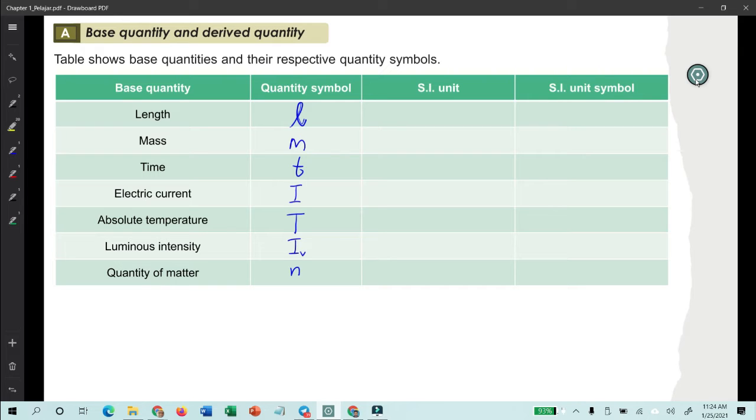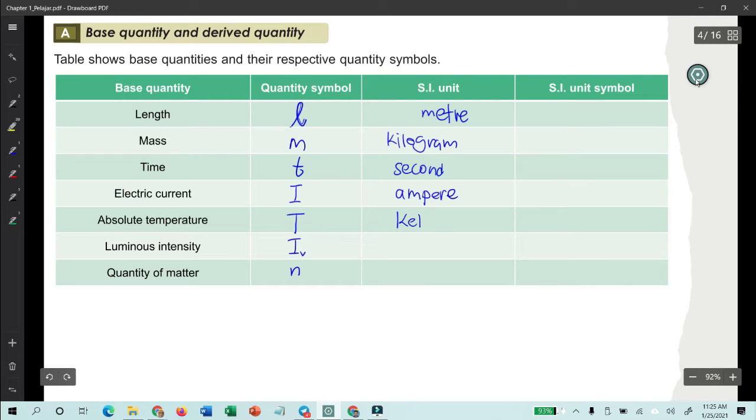Let's look at the SI unit for each of these base quantities. First of all, length is meter. Mass is kilogram. Time is second. Electric current is ampere. Absolute temperature is Kelvin. Luminous intensity is candela. And quantity of matter is going to be mole.